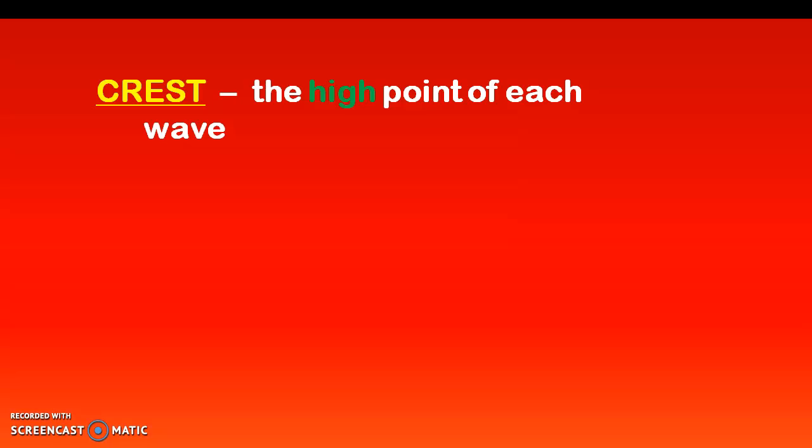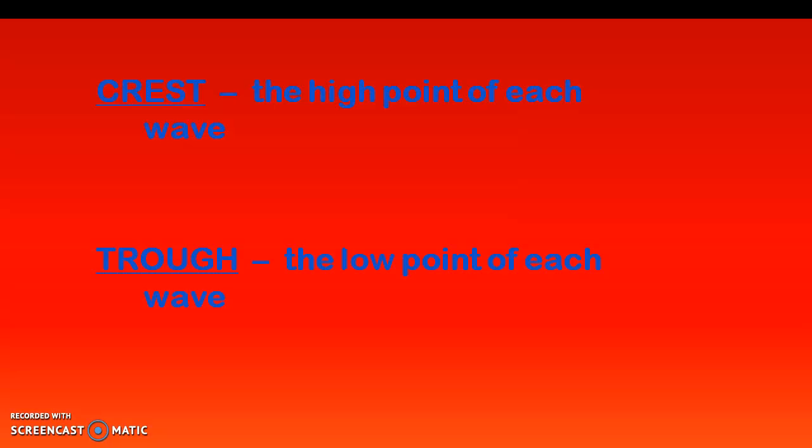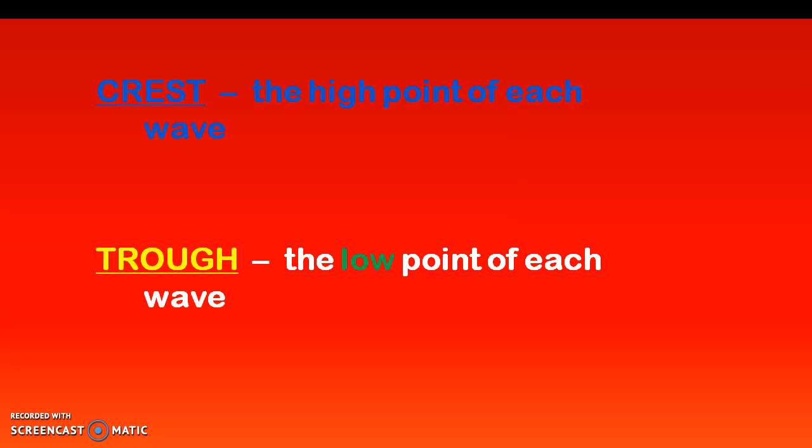Let us start with the crest. Like I told you, the crest of a wave is the high point of the wave, the highest point of the wave, just like I've shown you. While the trough is the low point of the wave. The low point of the wave is the trough.